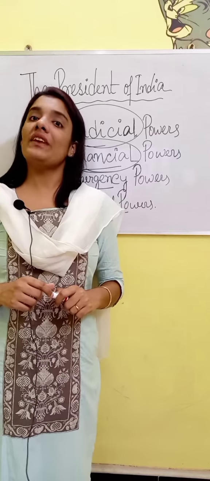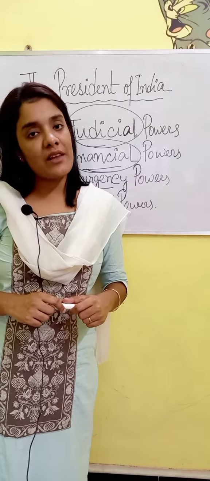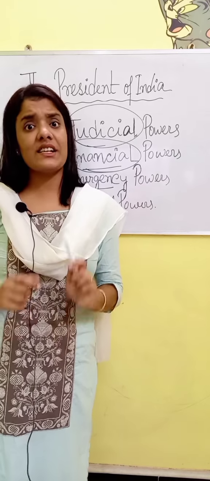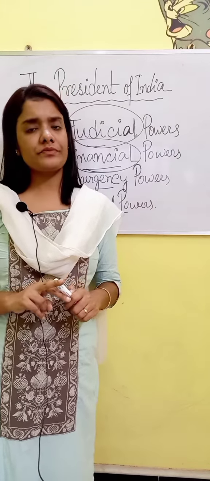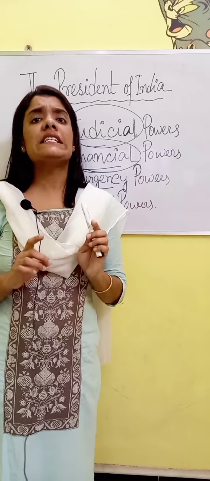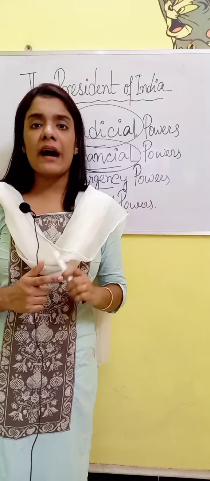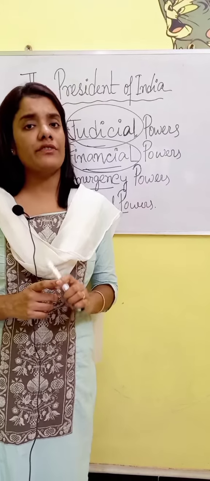The President of India gives prior permission before the origination of any financial bill. Otherwise, a money bill cannot originate in the Lok Sabha without the prior permission of the President of India. This is a very vital financial power enjoyed by the President. What is the second financial power? The President of India can sanction money from the contingency fund of India, which no other person can do. So this is the second financial power of the President.